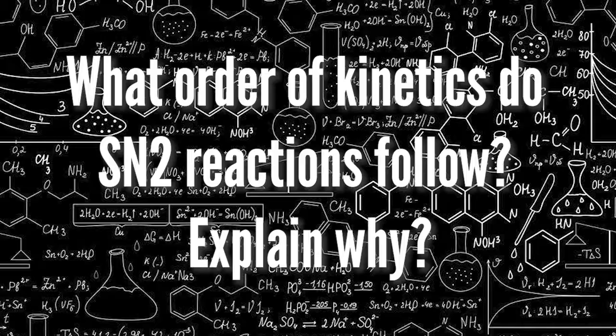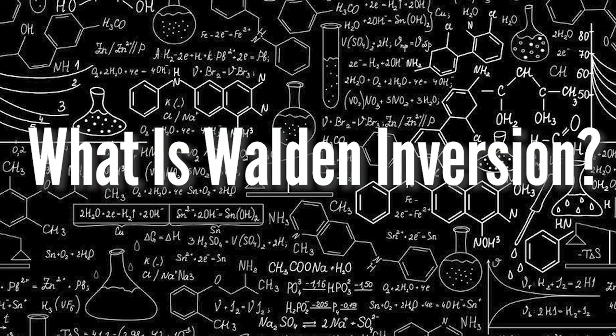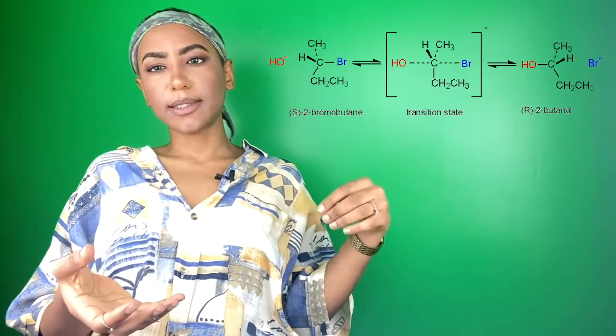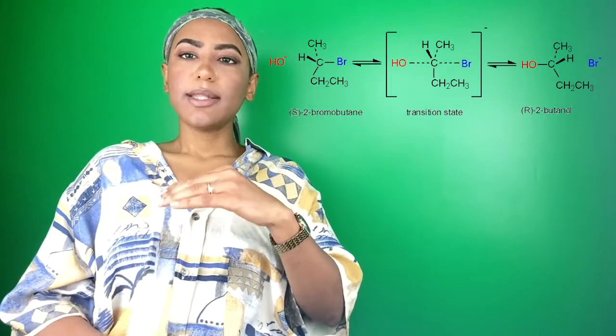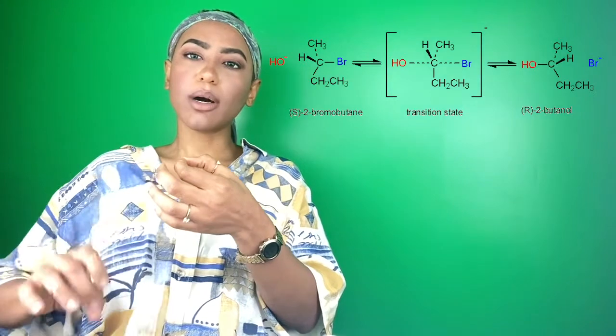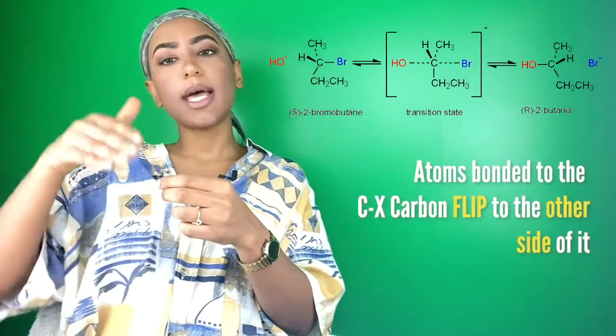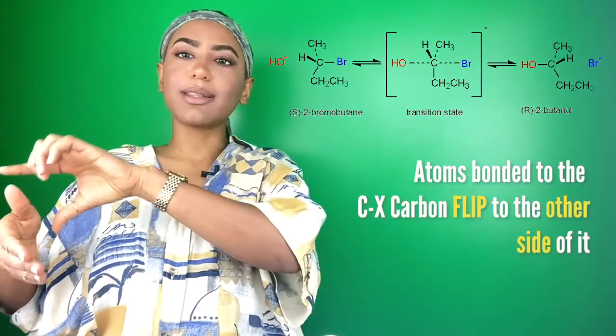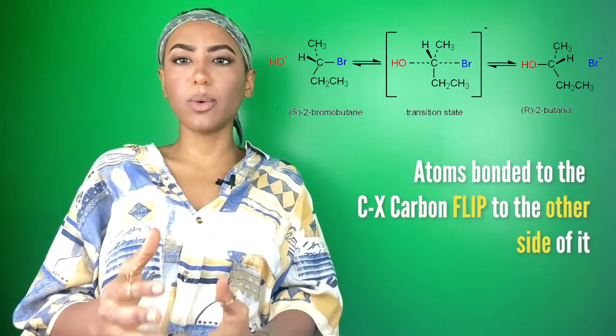Question number 14. What order of kinetics do SN2 reactions follow, and explain why? SN2 reactions follow second order kinetics because there are 2 particles in its rate equation. Question number 15. What is Walden inversion? When that nucleophile attacks the alkyl halide from its rear end, in the transition state of that reaction, the atoms bonded to that carbon flatten out, and in the end product, they flip to the other side of that carbon. This is what we call Walden inversion.